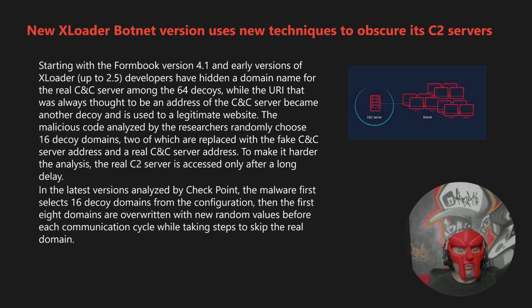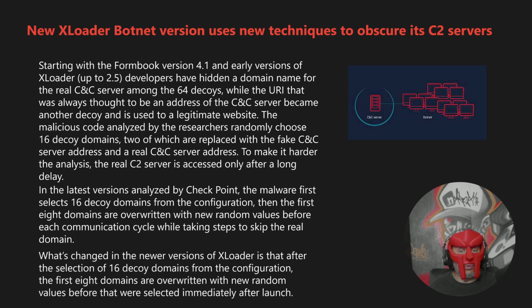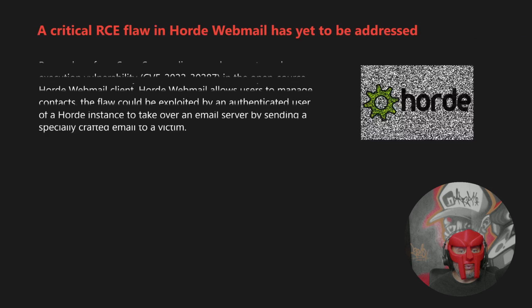In the latest versions analyzed by Checkpoint, the malware first selects 16 decoy domains from the configuration, then the first 8 domains are overwritten with new random values before each communication cycle while taking steps to skip the real domain. What's changed in the newer versions of XLoader is that after the selection of the 16 decoy domains from the configuration, the first 8 domains are overwritten with new random values before that were selected immediately after relaunch. The experts also noticed that XLoader 2.5 replaces 3 domains in the created list with 2 decoys and the real command and control server domain.